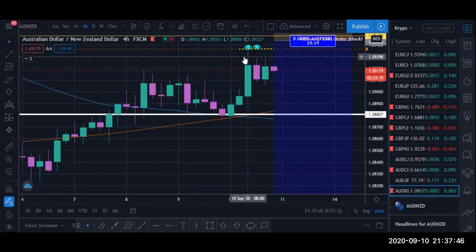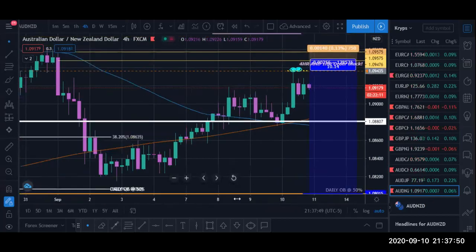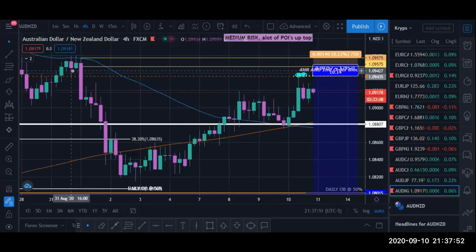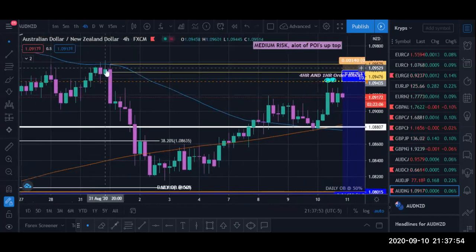We got very equal highs. We know those equal highs got to be broken, and we also got this 4-hour order block right here. We got this small little buy candle. Then we got this boom, this aggressive sell. So I would definitely expect it to come back up to that.